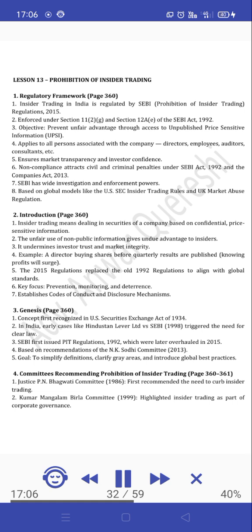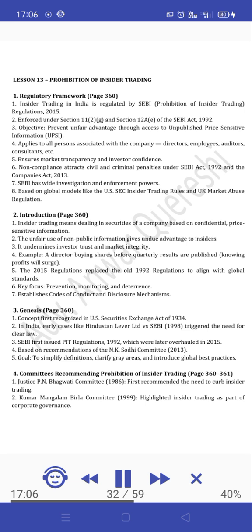Lesson 13. Prohibition of insider trading. 1. Regulatory framework, page 361. Insider trading in India is regulated by SEBI Prohibition of Insider Trading Regulations, 2015. 2. Enforced under Section 11(2) and Section 12A(e) of the SEBI Act, 1992. 3. Objective: prevent unfair advantage through access to unpublished price-sensitive information, UPSI.